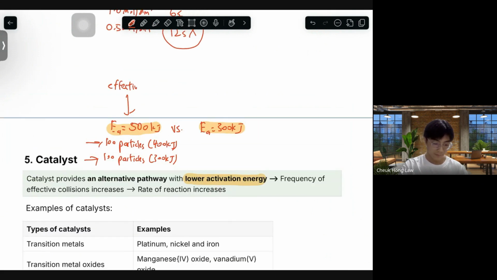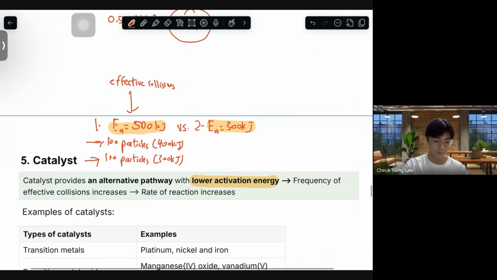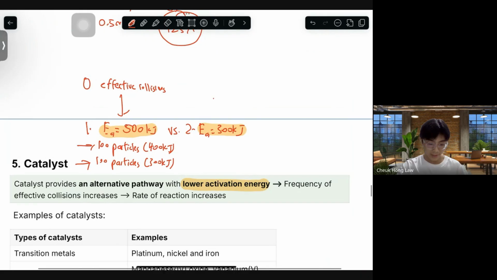How many effective collisions do I have if activation energy is 500? Okay, so for number 1 versus number 2. Yes, Hokana says 0, correct? Because none of the energy meets the activation energy. Okay. What about for the second one?